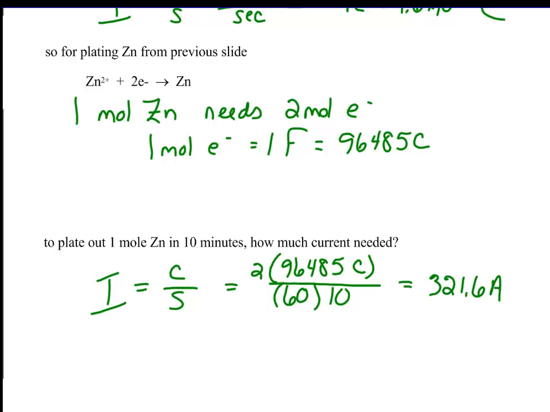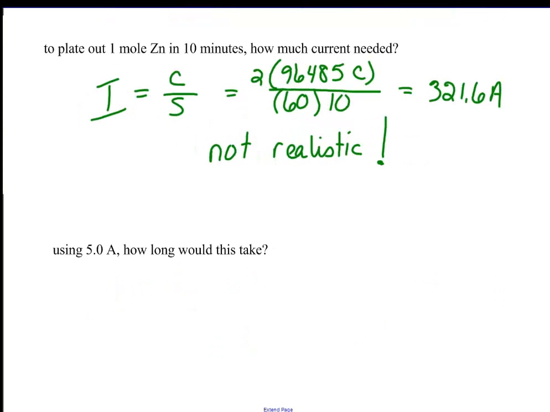Okay, it turns out that's not very realistic. The amount of current that most appliances draw is less than 10 amps. So we need about 30 times that. What that tells me is that's too much current to be generating. What I have to do is use a more reasonable amount of current and figure out how long it is going to take. So 5 amps is a reasonable amount of current.